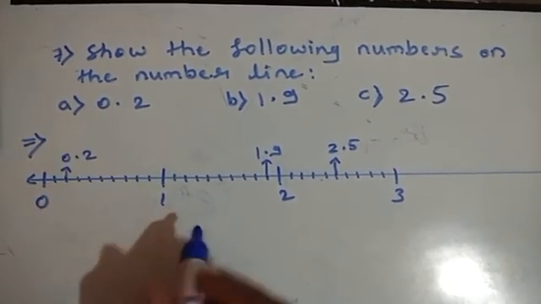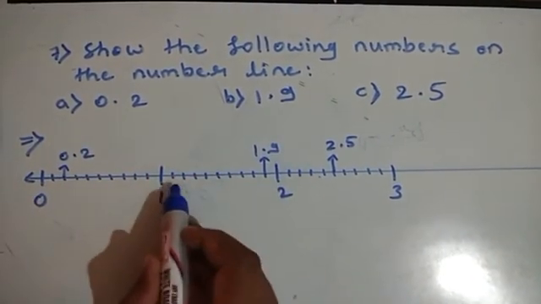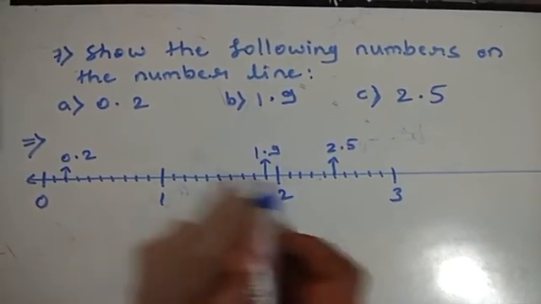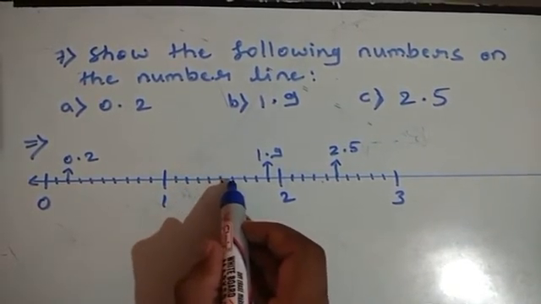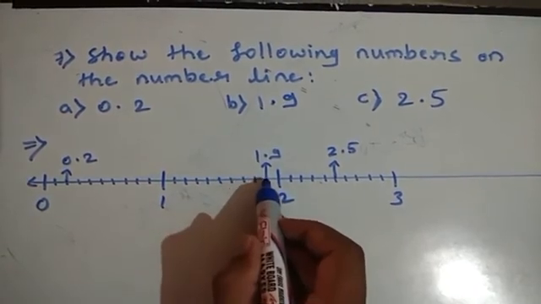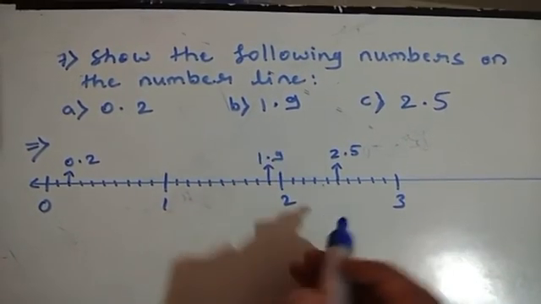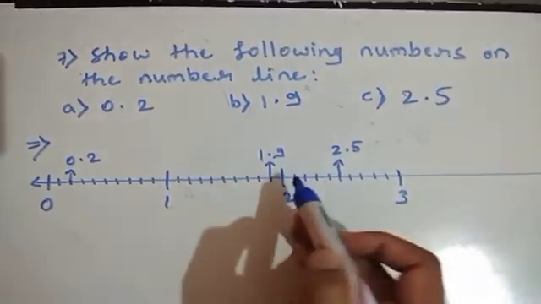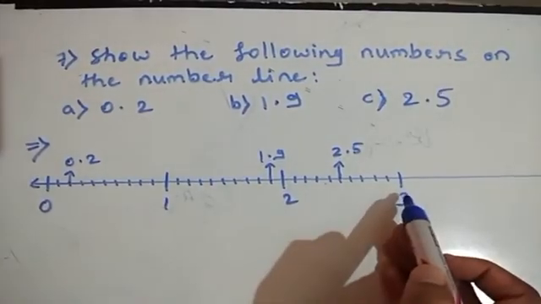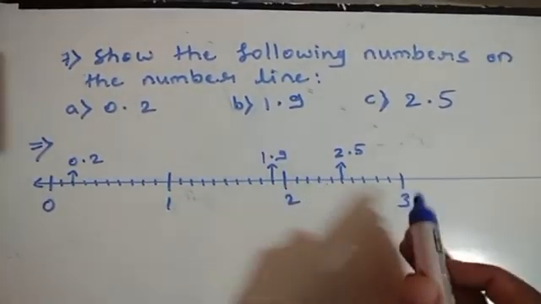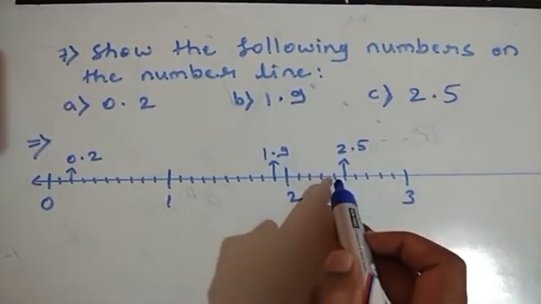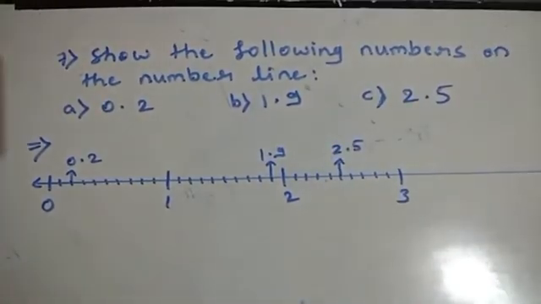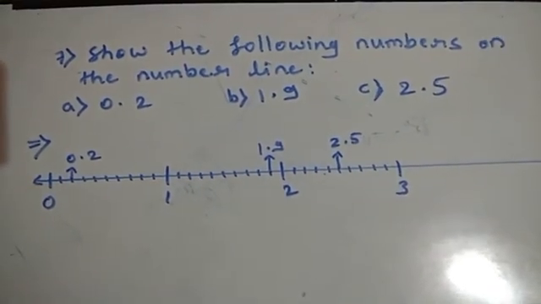Then 1.9. See here we have 1, here we have 2, then 1.1, 1.2, 1.3, 1.4, 1.5, 1.6, 1.7, 1.8, 1.9. Then next 2.5, here see we have 2 and 3. 2.5 lies between 2 and 3. Therefore 2.1, 2.2, 2.3, 2.4, 2.5. So in this way we can represent decimal numbers on the number line.